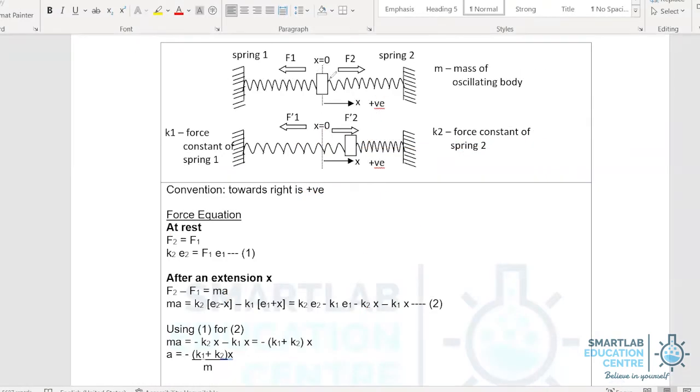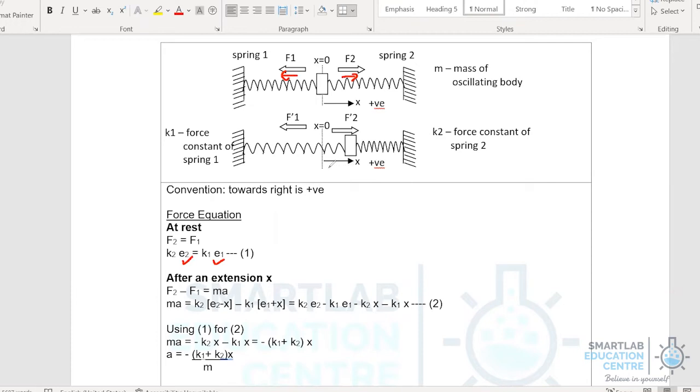Let's take a look at an object that will be undergoing oscillation between two springs. Initially, when the object is at rest, elastic force F1 must be equal to elastic force F2. From there, we can establish the relationship that k2e2 is equal to k1e1, where e1 and e2 are the respective extensions of spring 1 and spring 2.